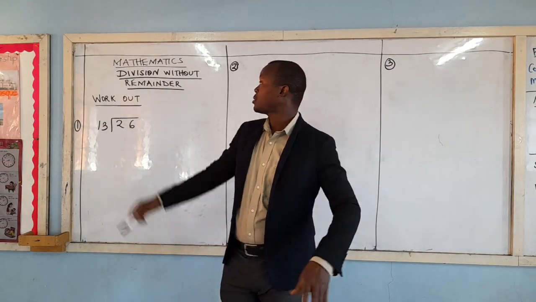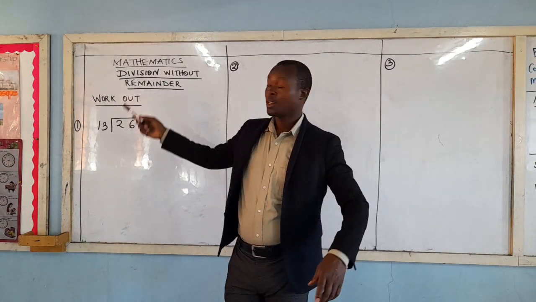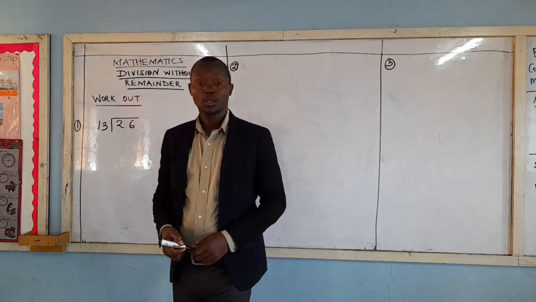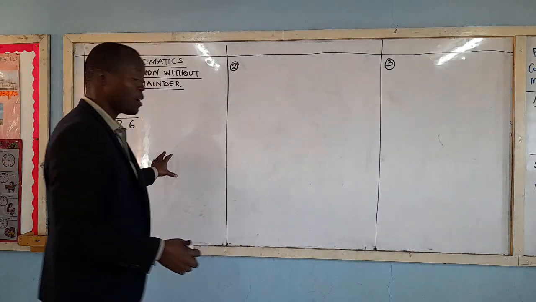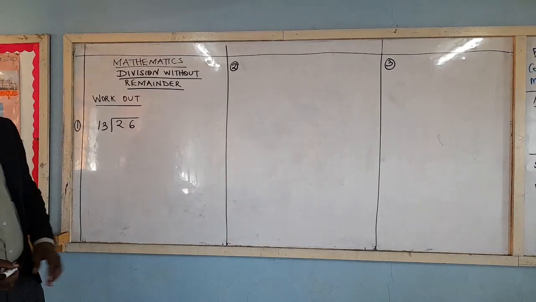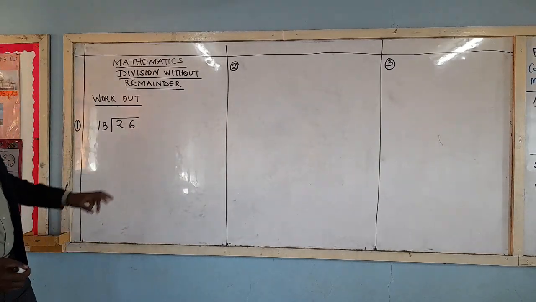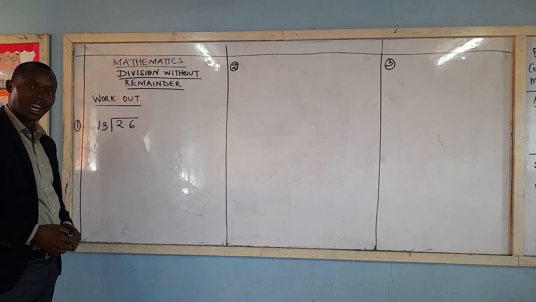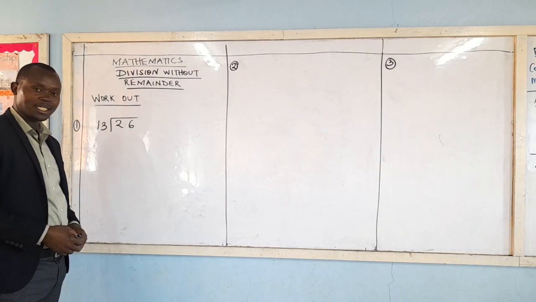Today it's all about division, and we are going to do division without remainder. So on the board we have our first example. We have been told to work out 26 divided by 13. How do we go about it?